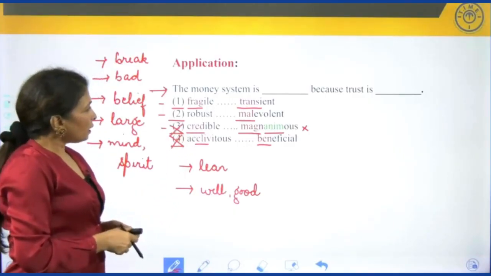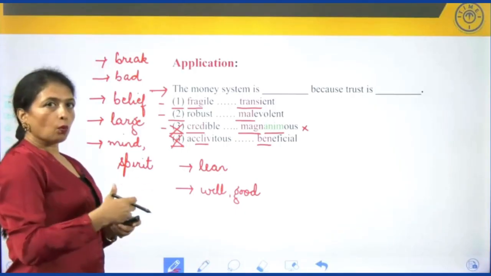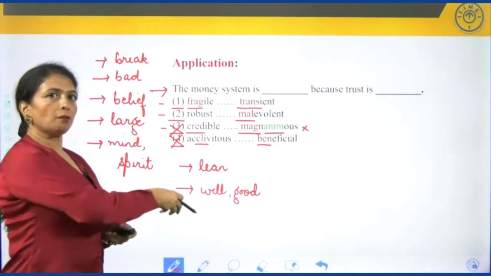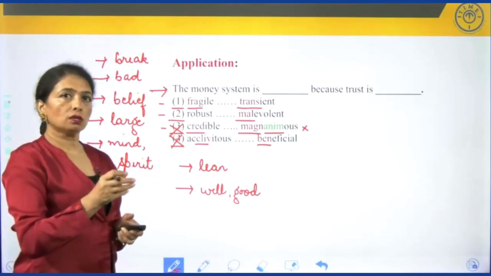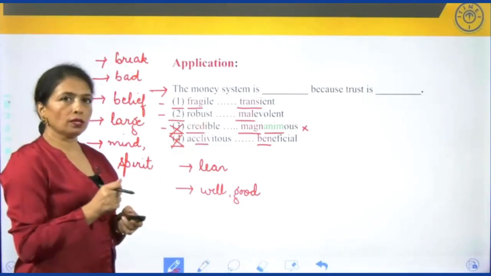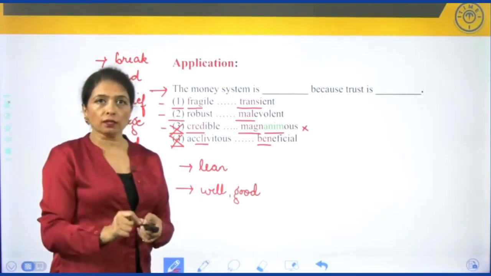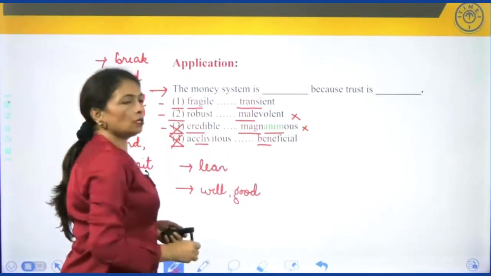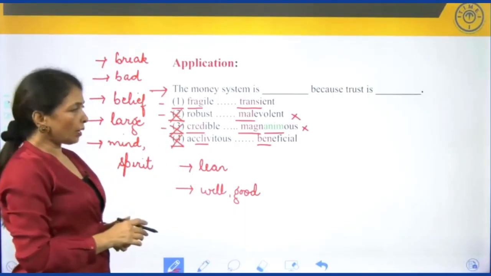Okay. Then the money system is robust because trust is malevolent. Again, trust cannot be described using the word malevolent, which is a word that describes a person more than an intangible quality. So malevolent cannot be considered a proper adjective for this noun trust. Another reason to eliminate it. So this helps us eliminate choice 2 as well.